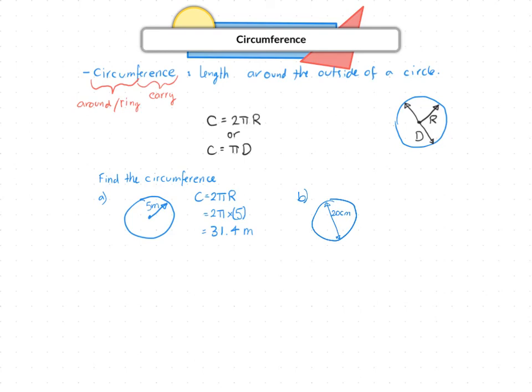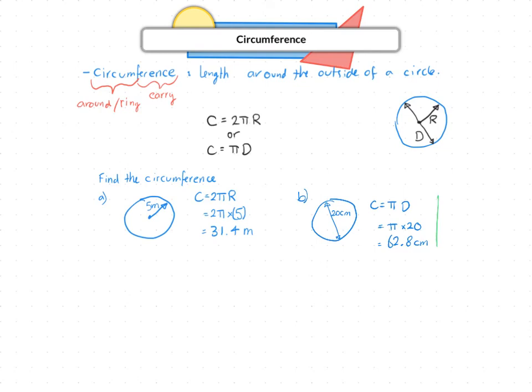So 2 ways to go about that. We can either find the radius and then use that, or we can just use the rule C equals pi d. If we use C equals pi d, so circumference equals pi times diameter, that's going to be pi times 20. What is pi times 20? On our calculator, 3.14159 times 20, we get 62.8 centimeters.